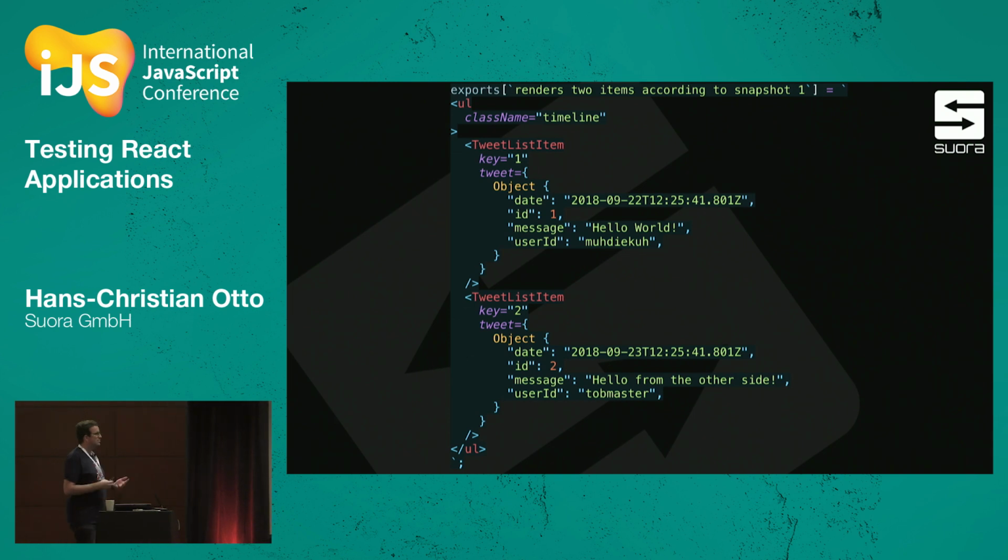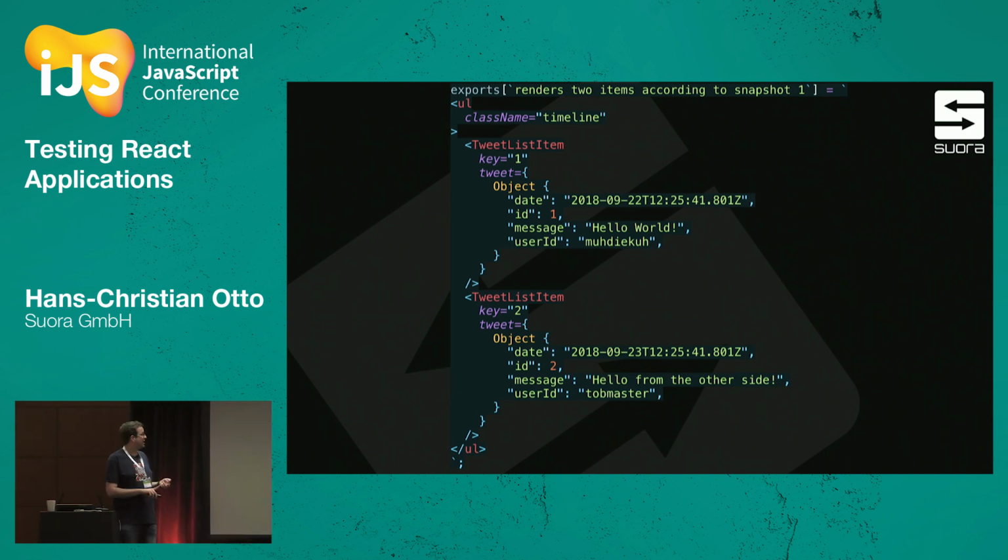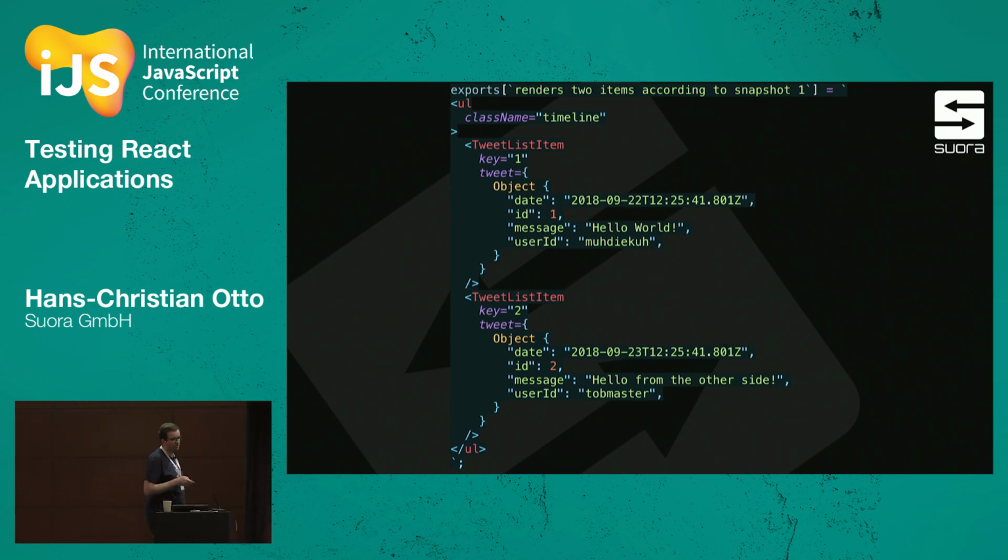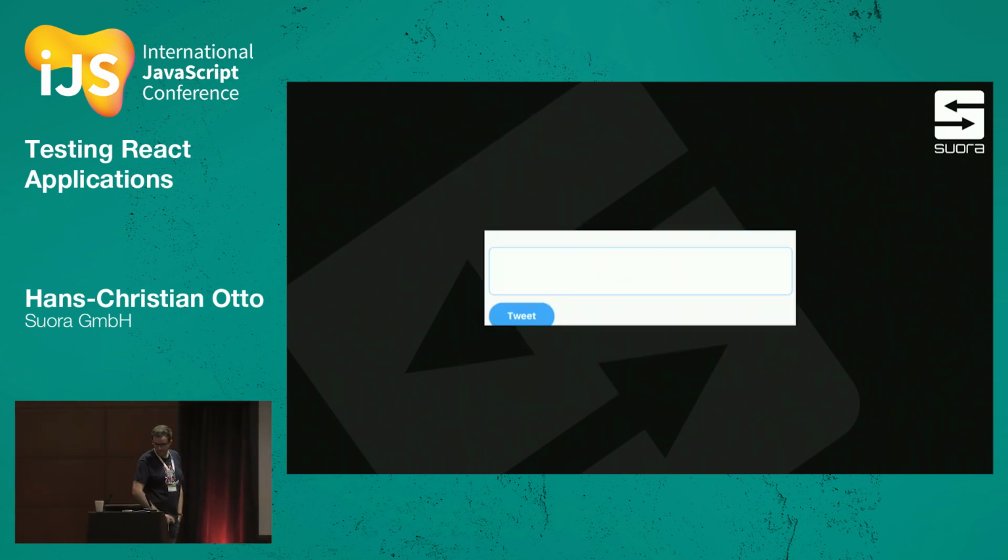Okay, so this would be one way to test the tweet list. There are, of course, a lot of other ways. I mentioned the string matching. You could use the XPath selectors to extract parts of the rendered HTML, but I think this one is a very non-fragile way to test this component.